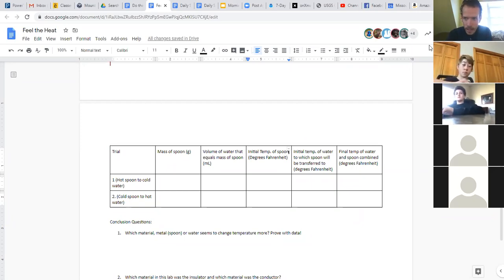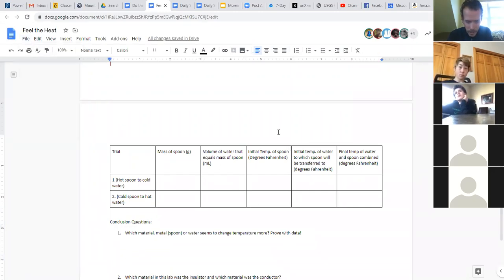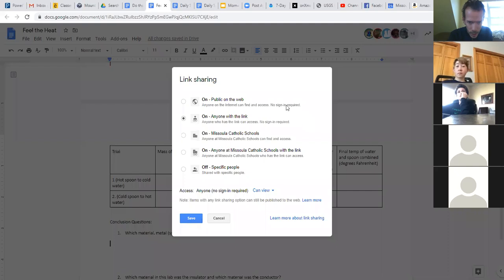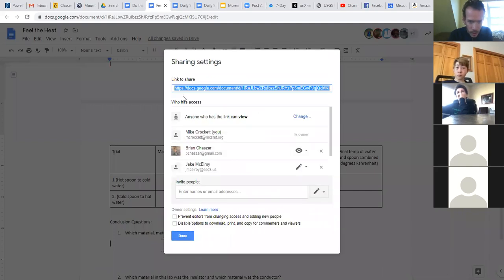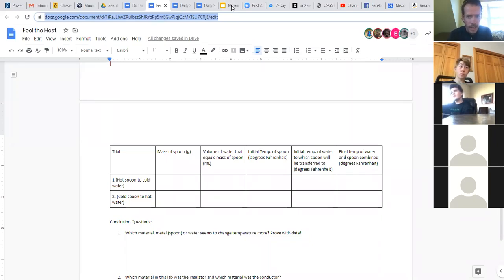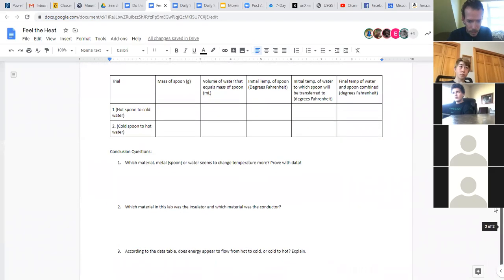So remember, when we access a document, we click the link, you press make a copy, and then you're going to do all your edits in the data table and with your conclusion questions. And then when it's time to share with me, you click share, advanced, change, and then we need this second option, which gives you a shareable link. A lot of you are just going to the address bar and copying and pasting this, which unless you go through those steps that I just narrated, it's not shareable. So please make sure you follow those steps to make it shareable with me, then I can comment on your work.